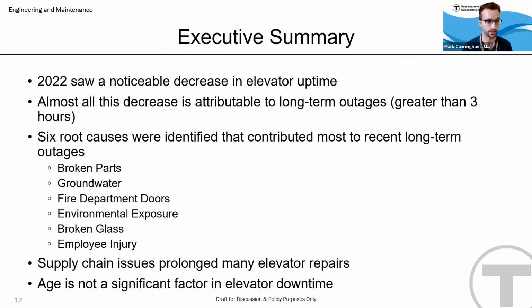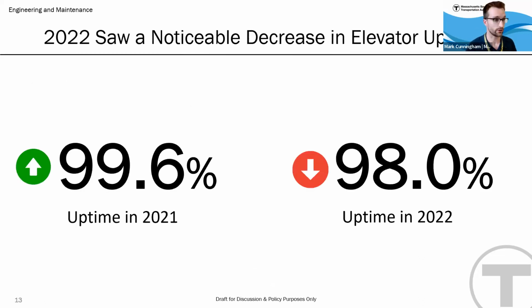Those were broken parts, groundwater, fire department doors. I'll explain later in the presentation what I mean by that. Environmental exposure, broken glass, and finally, employee injury. The last 2 points here, supply chain issues. As many industries and companies have experienced over the last 2 years, there were supply chain issues that prolonged many of our elevator repairs. That was a finding of our working group. And finally, age, we found, was not a significant factor in our elevator uptime. So we can go on to the next slide, please.